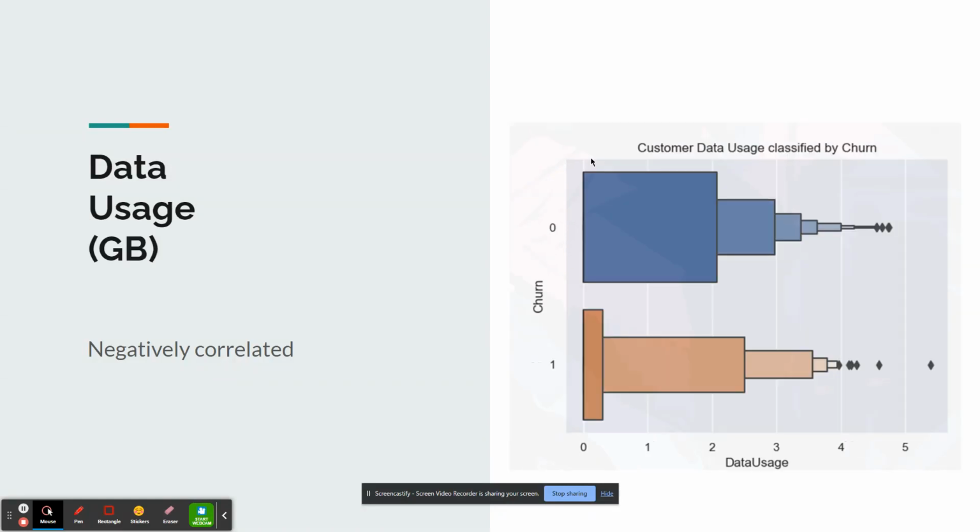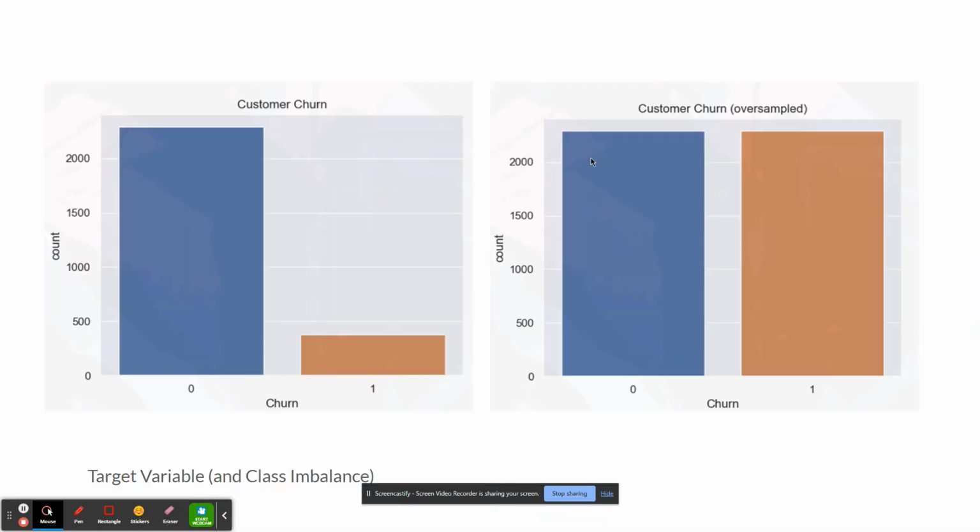And finally, the final feature that is negatively correlated is the data usage in gigabytes. And that's the amount of data that people use per month, I think. And this is interesting because people that do leave the company only use about like 0.5 ish gigabytes, while most of the people that stay with the company use like up to like 2 gigabytes of data.